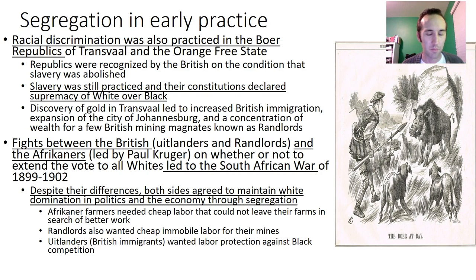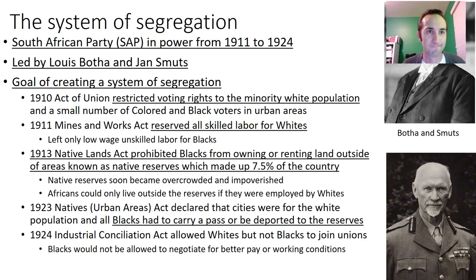Only white people get to vote, but also in the economy. And the best jobs should go to the white people, and the worst jobs are going to go to the black people. And so in the case of the Afrikaner farmers, they need cheap labor that is not allowed to leave the farm. So this system's going to help them. As far as the rich British Rand Lords, they need cheap labor that's not going to leave the mine. The system works for them. And then for the Uitlanders, the kind of poor English guys, they want labor protection so that they can keep the best jobs, and so that they're not going to have black people coming in and taking their better jobs.